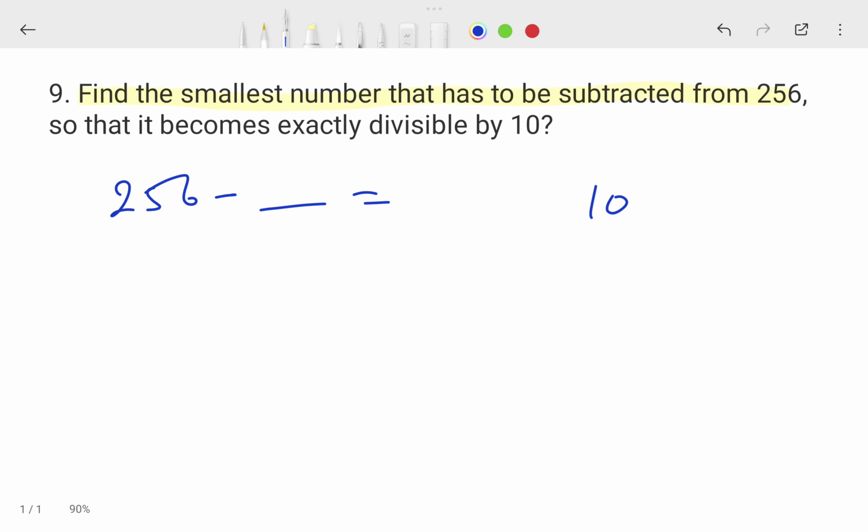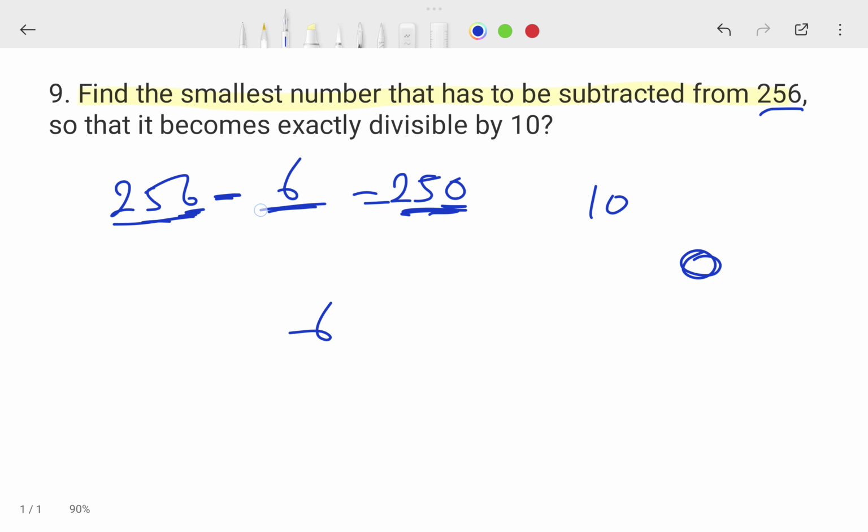So what is the divisibility rule of 10? The divisibility rule of 10 is that the end digit must be 0. So you have to make this number's last digit 0. How can you make it? By subtracting. You can make it 0 by subtracting 6. If you subtract 6 from 256, it is going to be 250. It becomes 0, and now it is possible to divide.